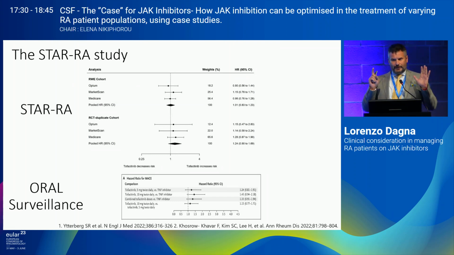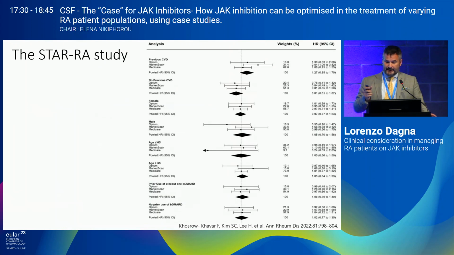So if you analyze in a real-world cohort the cardiovascular risk of patients treated with tofacitinib and compare them with TNF inhibitors, also in the STAR-Array study, there's a superimposable result. But the interesting thing is the next finding. If you perform a multivariate analysis on those patients, you find that all of the signal is coming from the patients that have a previous history of atherosclerotic cardiovascular disease.